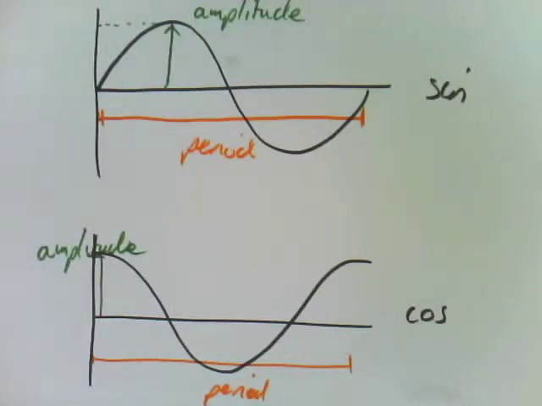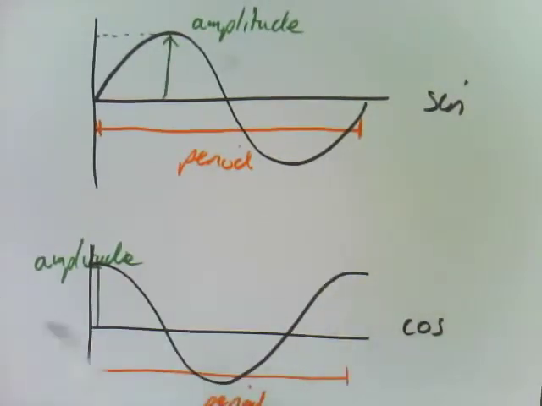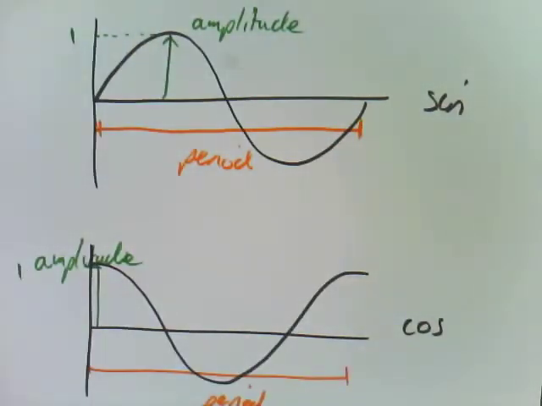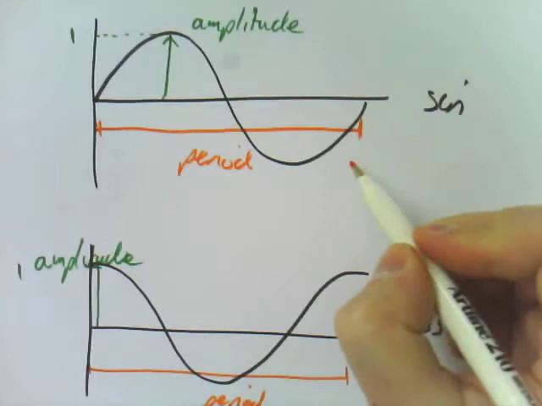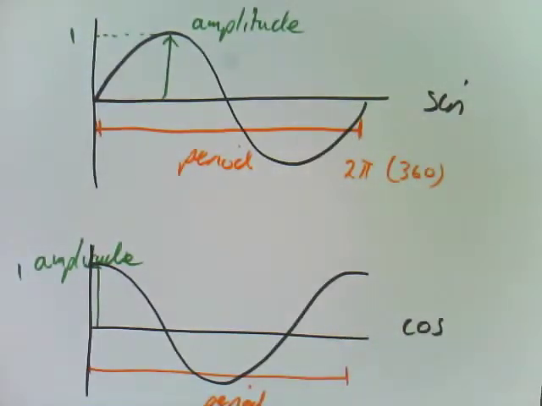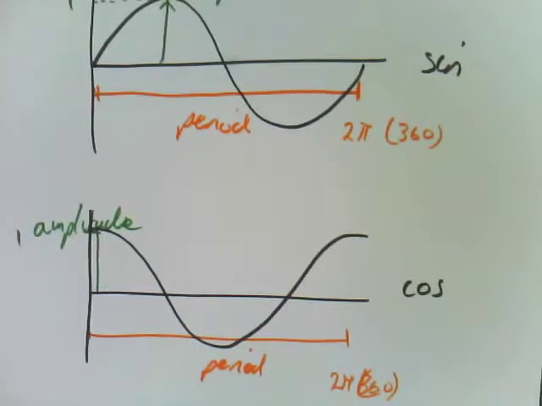Okay, a standard sine or cos graph is what you're looking at here. Okay, this height is actually 1. Okay, and the period is normally 2 pi or 360. Alright, so 2 pi or 360 is the standard period of a sine or cos graph.